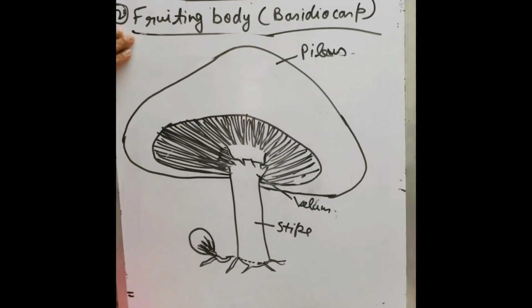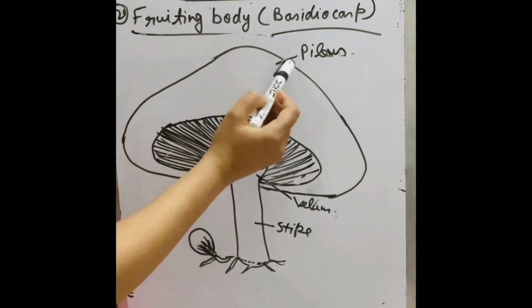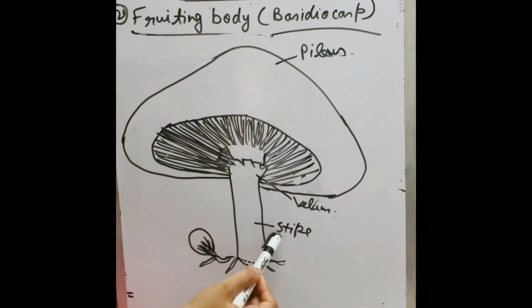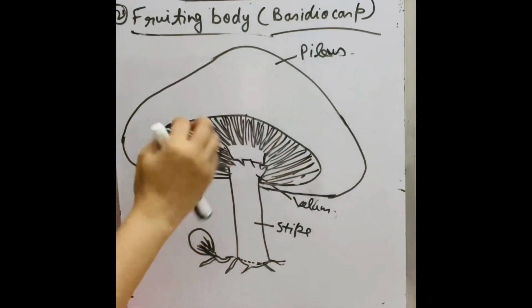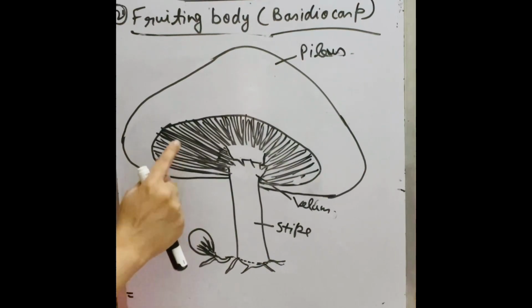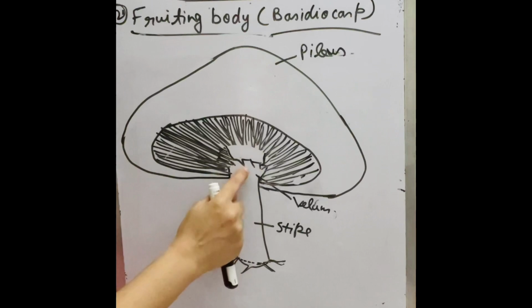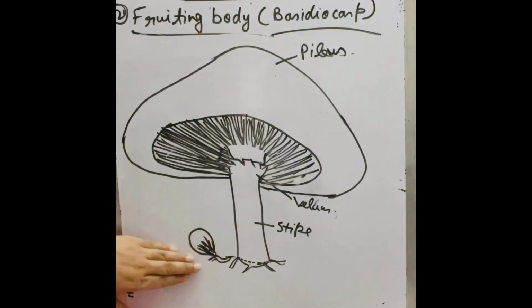So this is the fruiting body, the basidiocarp. The apical portion is called the pileus and the basal part is called the stipe. Under the surface of the pileus there are 300 to 600 gills. These are the gills, and under this there is the velum, and this portion is called the rhizome. So this is the figure of the fruiting body or basidiocarp.